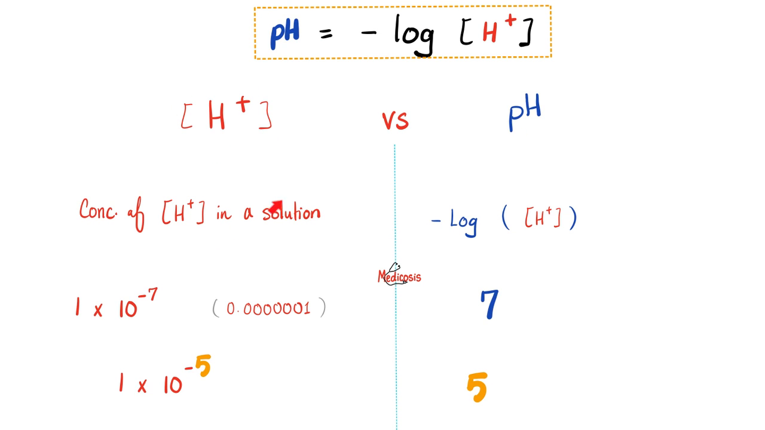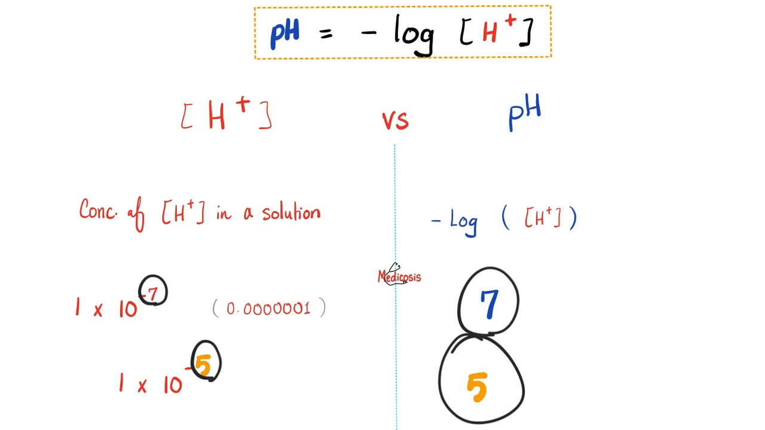So when the hydrogen ion concentration of a solution is this, just grab the 7 and that's your pH. If it's like this, grab the 5 without the negative, and the answer here is 5 for the pH. What's the measuring unit for the pH? It does not have a measuring unit.